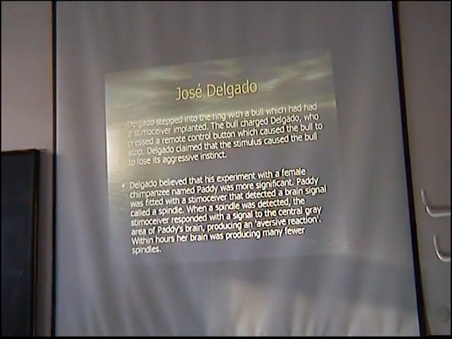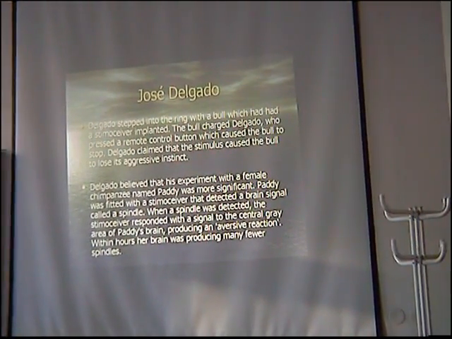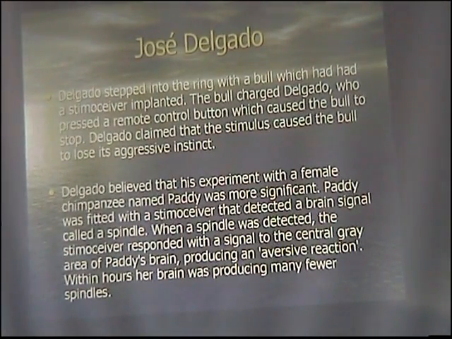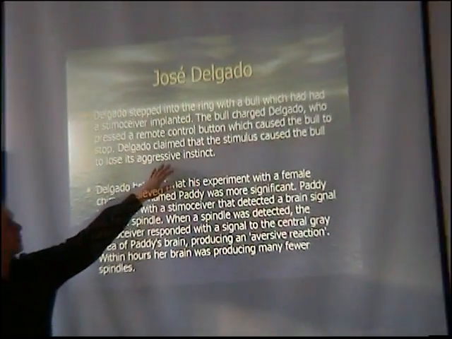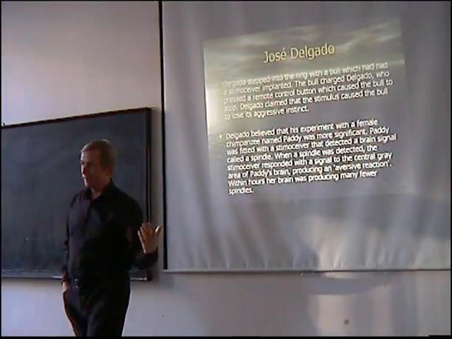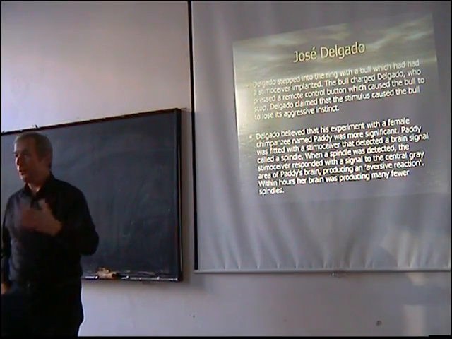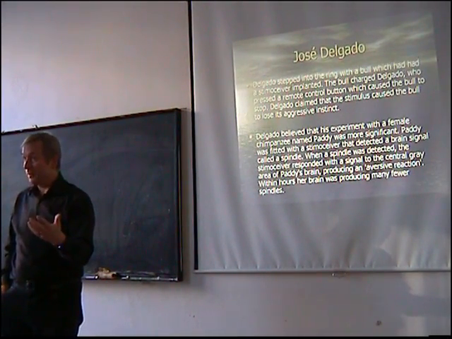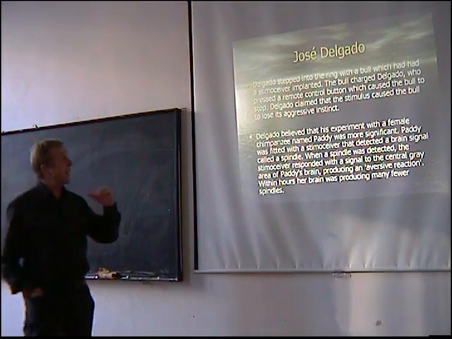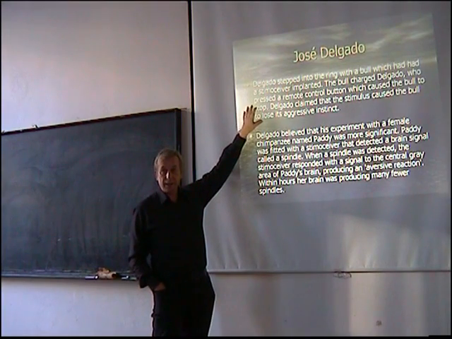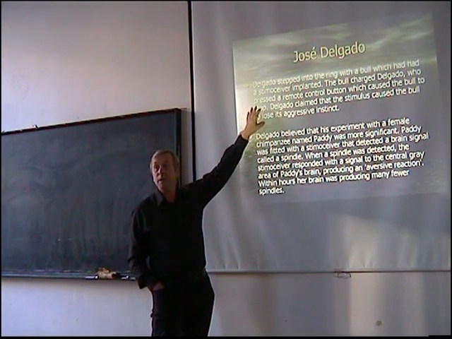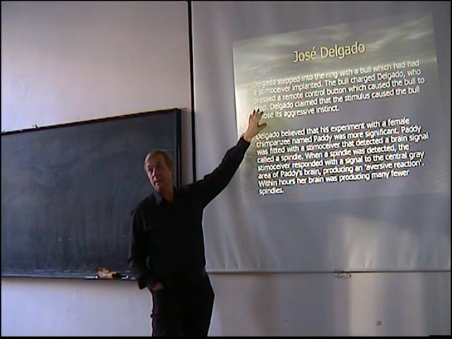The bull had one of these implants in its brain. It charged Delgado, and he had a remote control button, which at one point he pressed, and the bull just stopped charging him. He said it caused the bull to lose its aggressive instinct. The point was it stopped charging him, and that was from him pressing a button. Clearly, you instantly leap from that happening in the brain of a bull to: could you do the same in the brain of a human? And in what sense would that make sense?